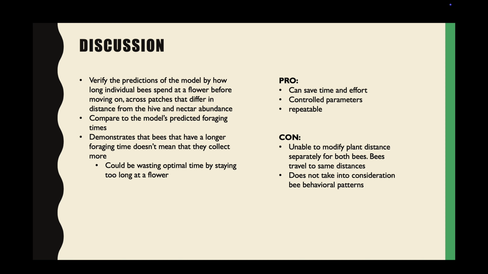So this demonstrates that the bees that have a longer foraging time doesn't necessarily mean that they collect more, and they could be wasting optimal time by staying too long at one flower instead of moving on and getting more nectar. Pros is that it can save time and effort as a controlled parameters, and it is repeatable. Con is that it's unable to modify plant distance for the bees separately and is not taking consideration the bee behavioral patterns.